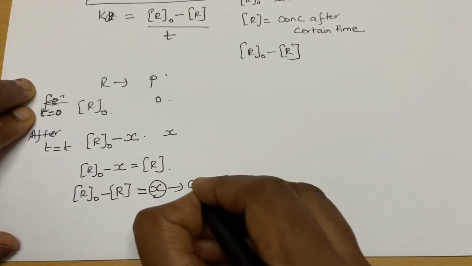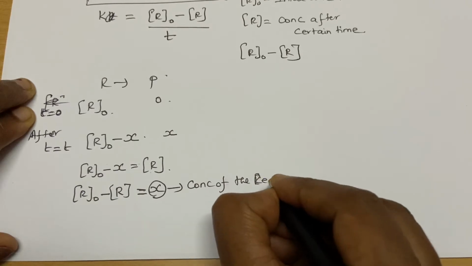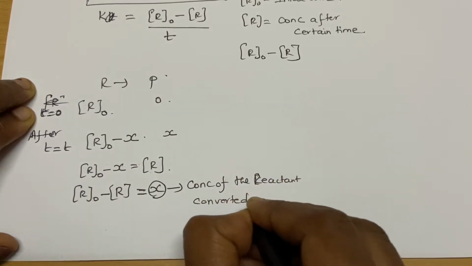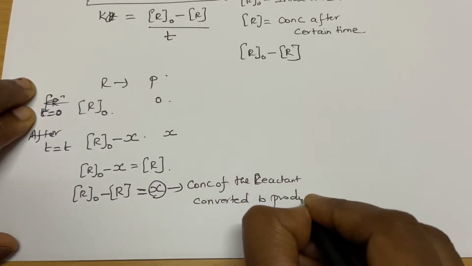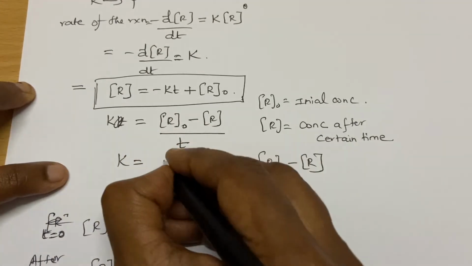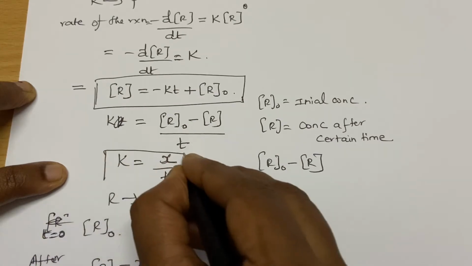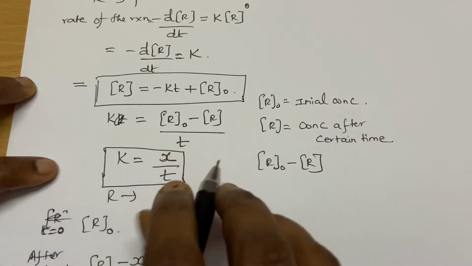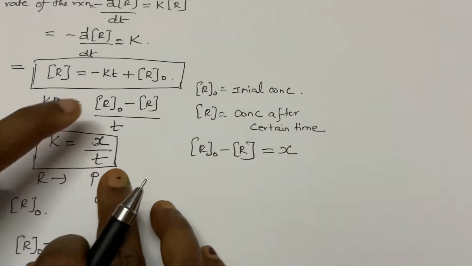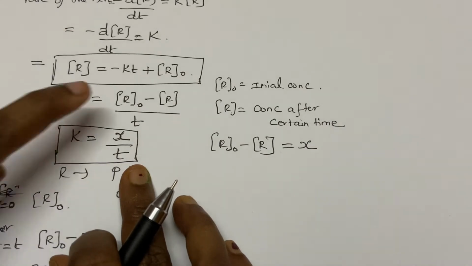X is the concentration of the reactant converted to product. Why I am telling this, students? Because sometimes they will give it like this. X is the amount of the reactant that has been converted to product, so this equation can also be represented like this. You must know this.